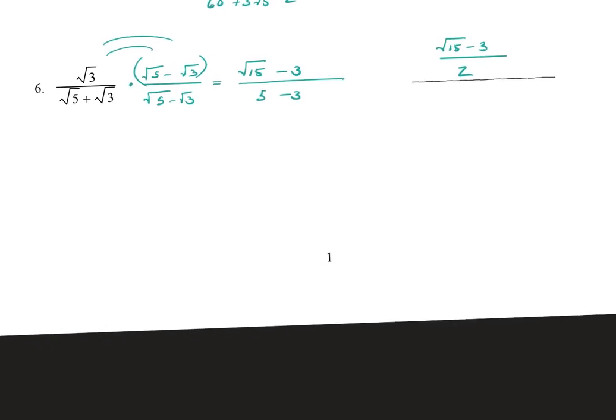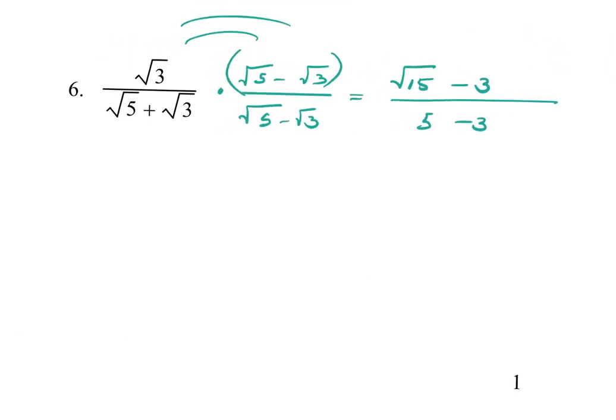All right, so 6 has a square root in the bottom, and it's a sum or difference, which means we have to multiply by the opposite. So I'm going to take my root 3 over square root 5 plus square root 3 and multiply both the top and the bottom.